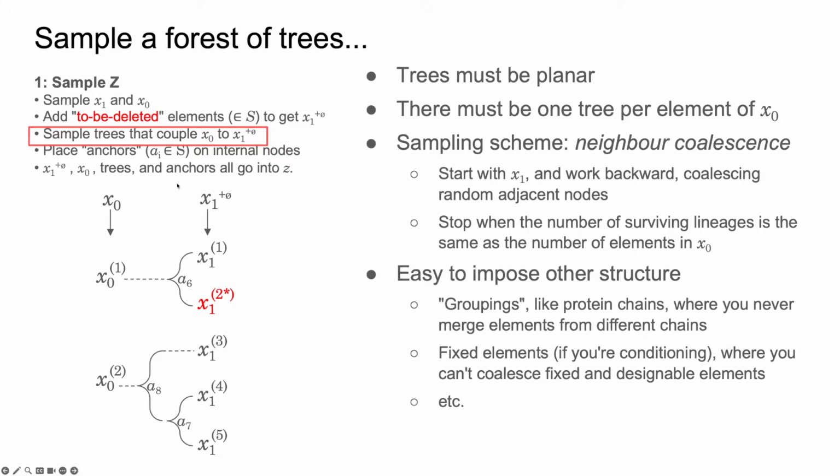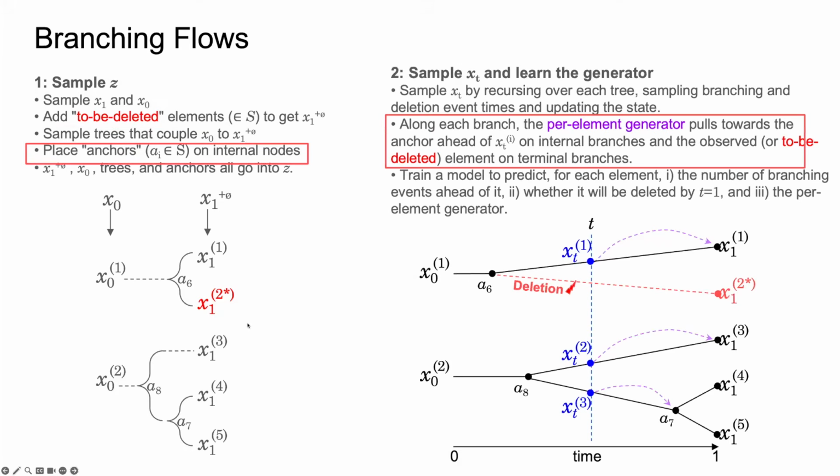So now you have x0 elements, x1 plus elements, and you've got trees that couple the x0 to the x1 in this one-to-many form. And then the next thing we have to introduce is this notion of anchors. I did say bear with me, there's a few things here.